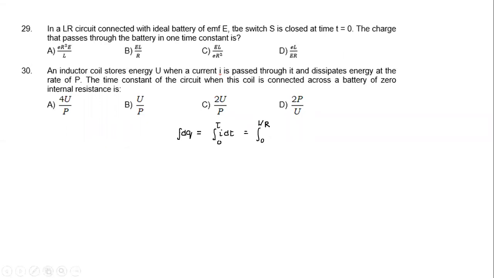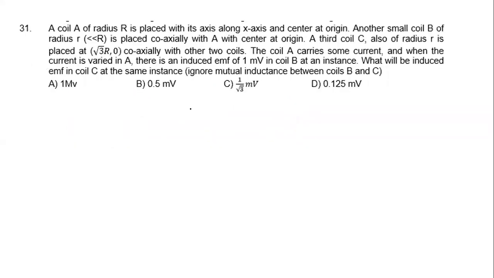In an LR circuit with the battery closed, current is E by R times 1 minus e raised to power minus t by tau. So it's a simple integration. We can easily find the value. And the second question also is a really easy one. Okay, so we'll not discuss these two. These are fairly straightforward questions.